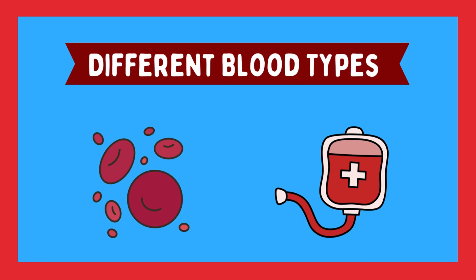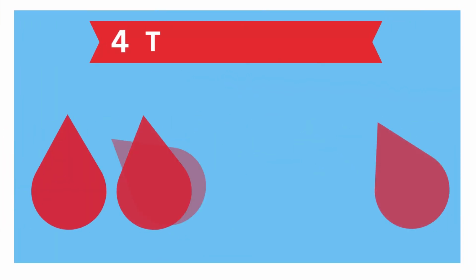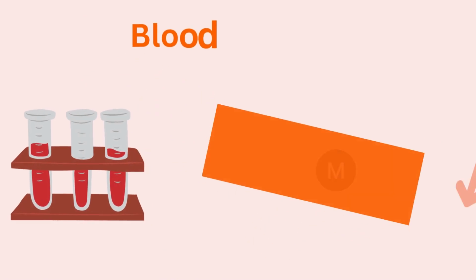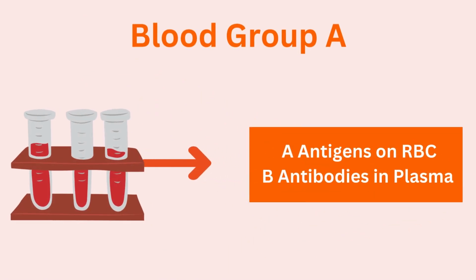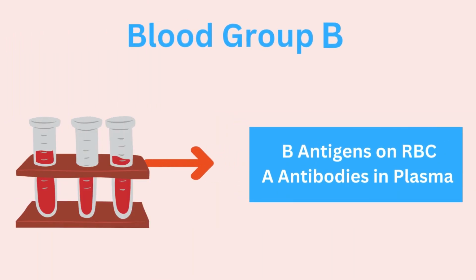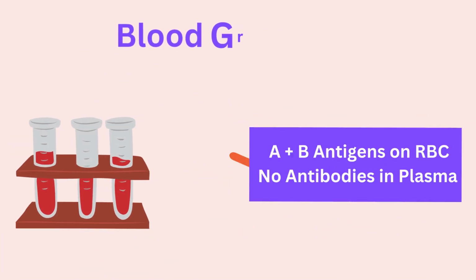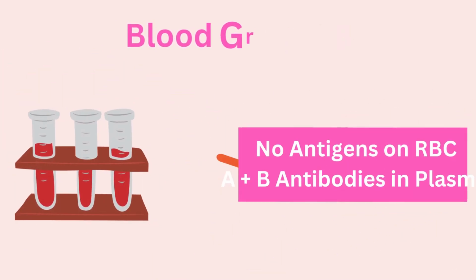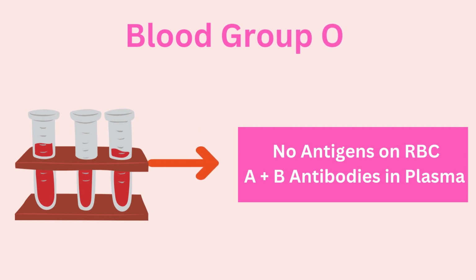Next, we are going to be looking at the different types of blood. There are 4 different blood types that exist, which are type A, B, AB, or O blood. Blood group A has the A antigens on red blood cells with B antibodies in the plasma. Blood group B has B antigens on red blood cells with A antibodies in the plasma. Blood group AB has both A and B antigens on red blood cells, but no antibodies in the plasma.